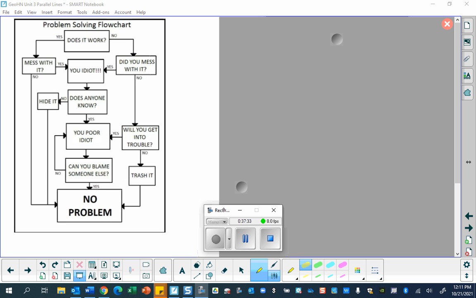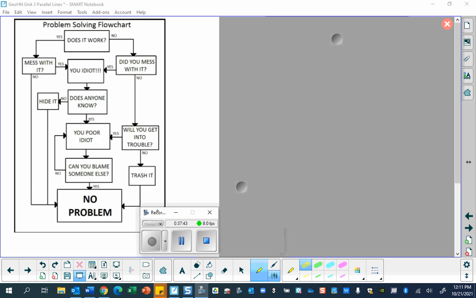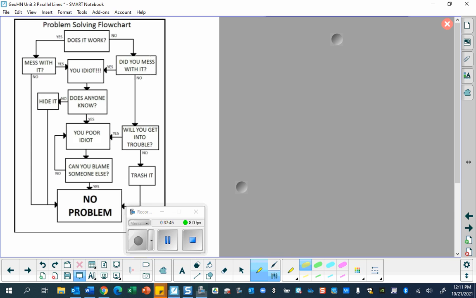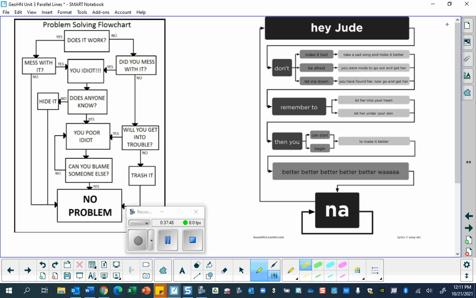I thought this one was funny. I love how they all lead to no problem. Wouldn't you like that to be for geometry? Any Beatles fans? Do you guys know who the Beatles are? Did you ever hear the song Hey Jude? That's the one that goes na na na na na na. So hey Jude, don't make it bad. And this whole song can be written as a flow proof. As a flow chart. Kind of cool, huh?